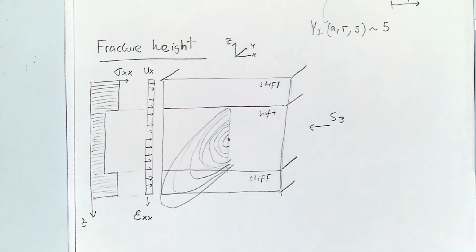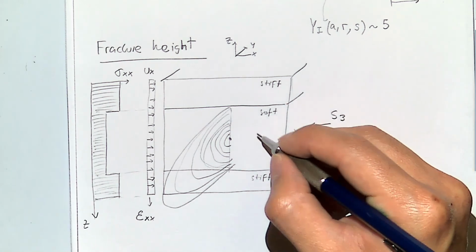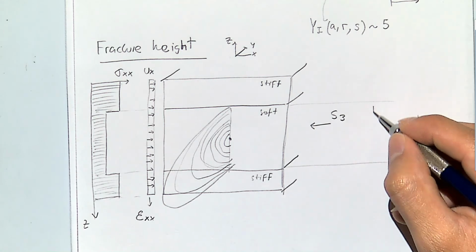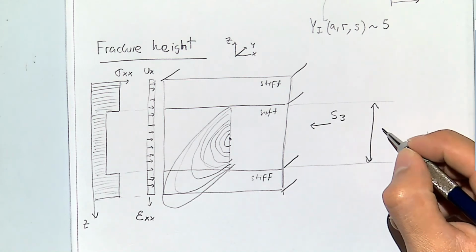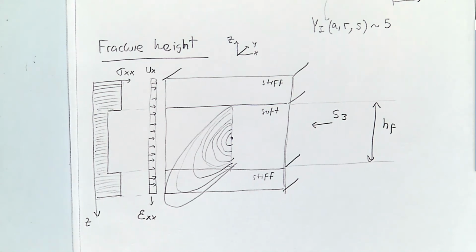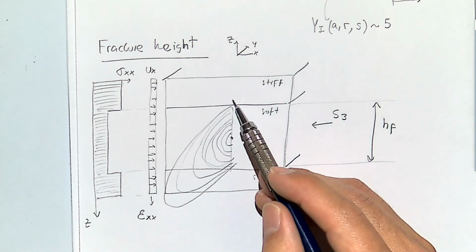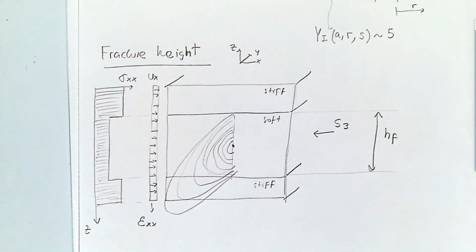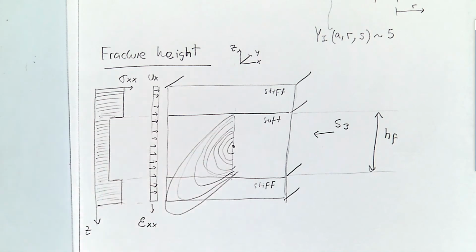And as a result of that, and the effect of stresses, this is going to be a first order approximation of your fracture height. In fact, it might grow a little bit more in order to balance the stresses here, but that's going to be minor compared to the effect of the stresses.